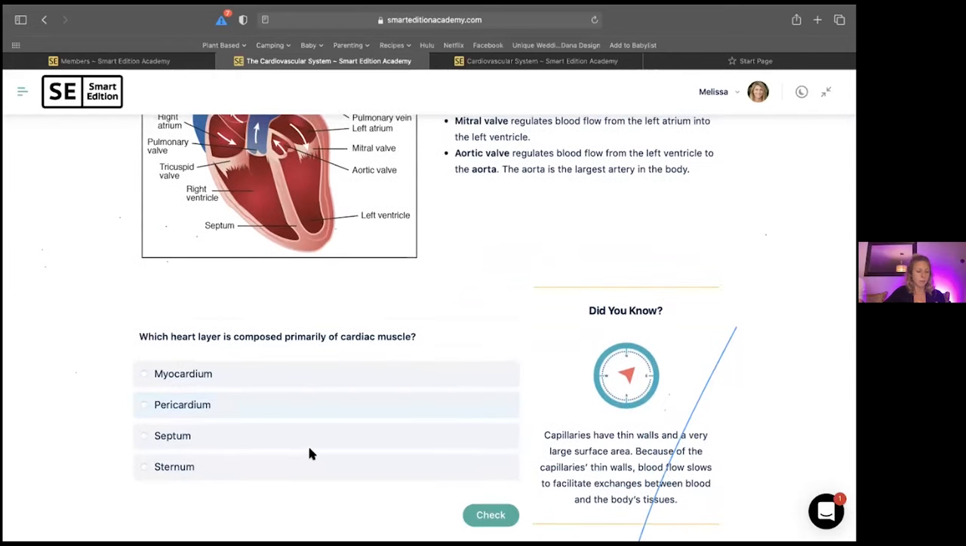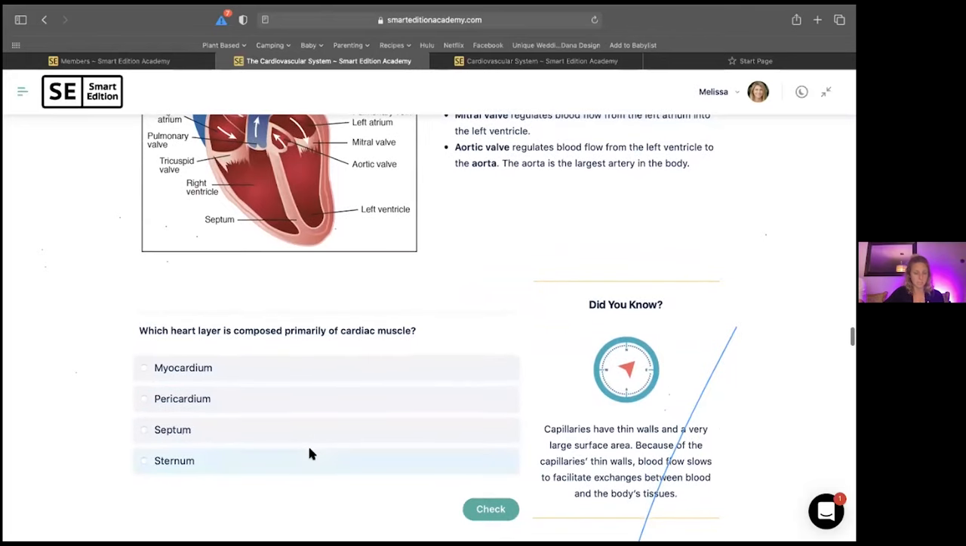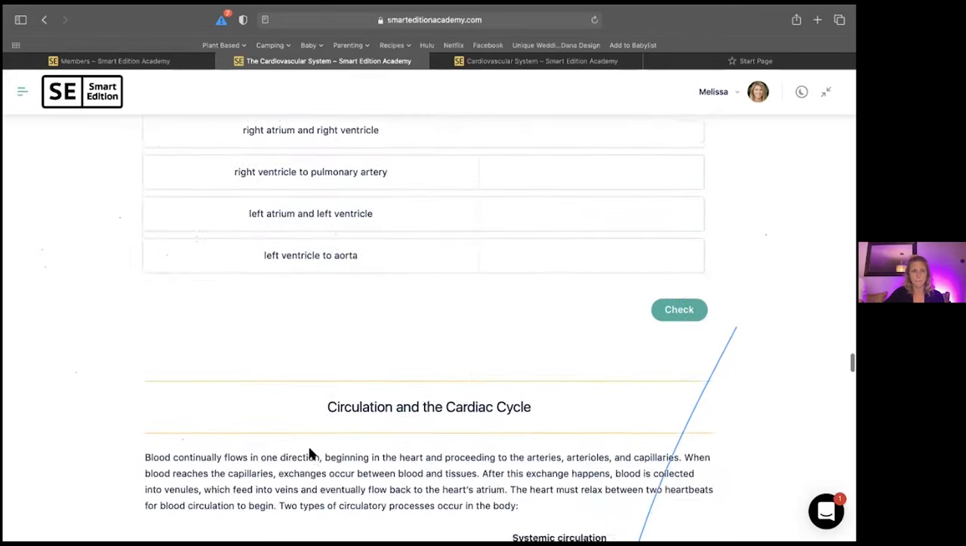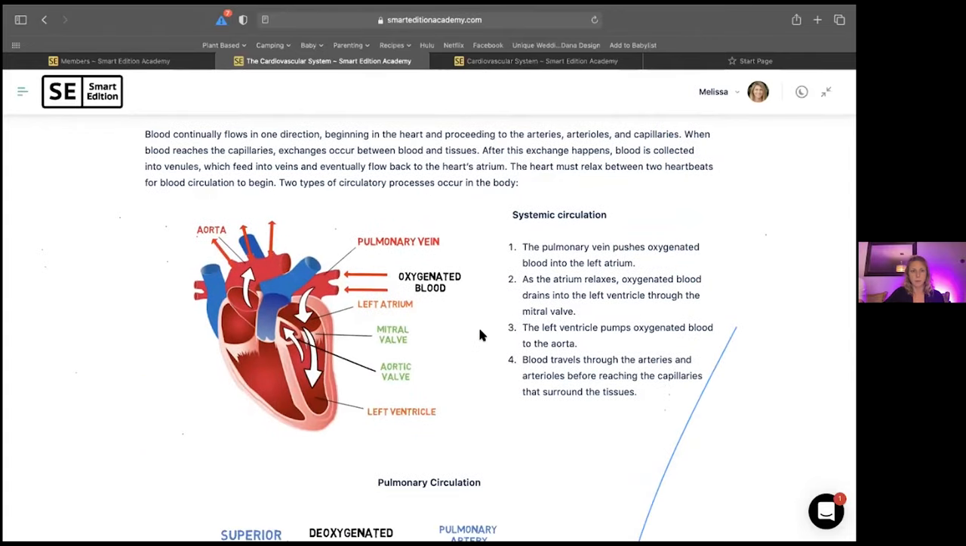So let's talk about the pathway that blood takes when it's in systemic circulation. Like we said, systemic circulation is delivering oxygen-rich blood throughout the body, okay? The pulmonary vein, here we are, pushes oxygenated blood into the left atrium. So the oxygenated blood here is coming from the lungs back into the heart to the left atrium. As the atrium relaxes, oxygenated blood drains into the left ventricle, through the mitral valve.